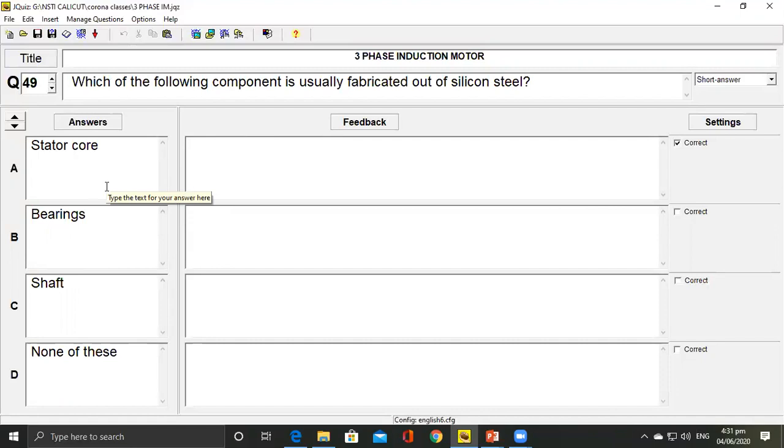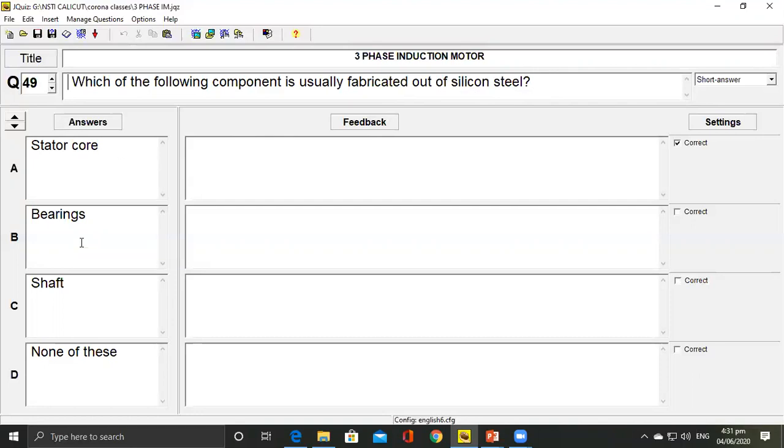So the next question is, which of the following components is usually fabricated out of silicon steel? Stator core, bearing, shaft, none of these. Silicon steel is normally used for the stator core and rotor core. What is the use of silicon steel? Silicon steel is used to reduce the hysteresis loss. You have to understand that one. It is used for making the stator core and rotor core because it reduces the hysteresis loss.